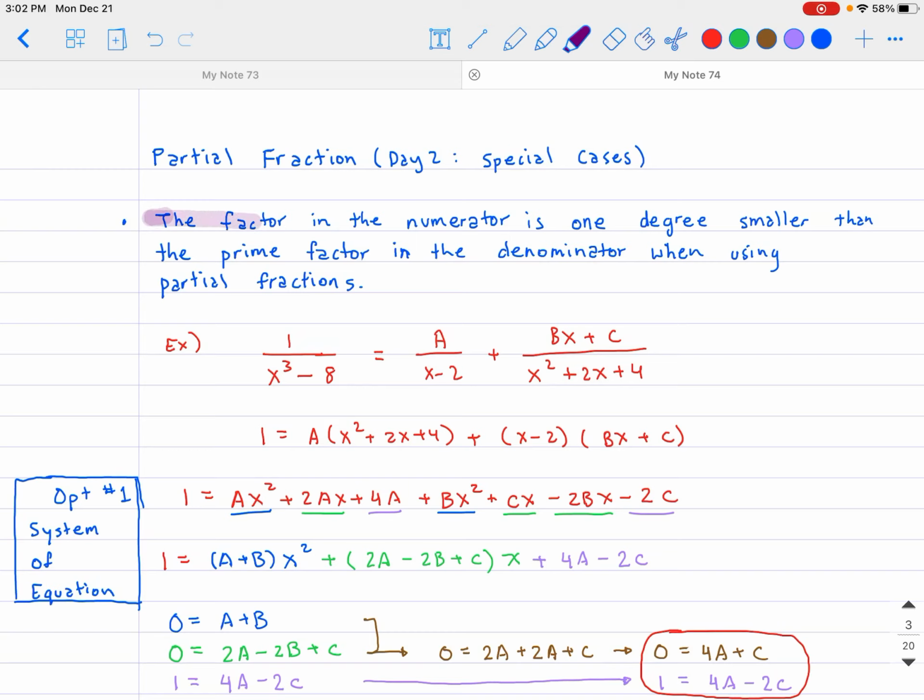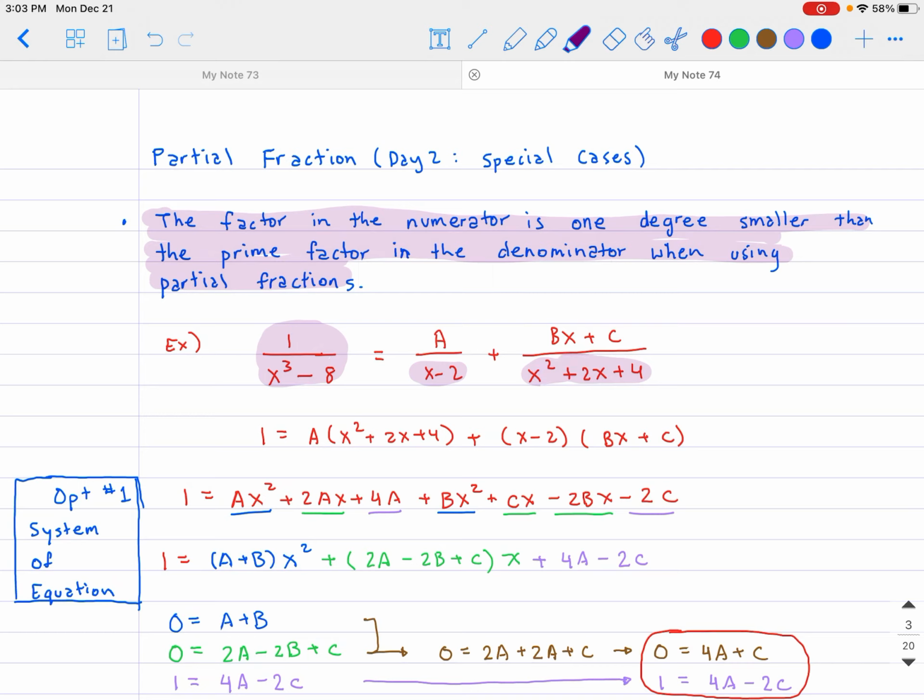The first part is that the factor in the numerator is 1 degree smaller than the prime factor in the denominator when you are using any kind of partial fraction. This is something that we did not mention last time, and we need to say just in case you have something like a quadratic factor. In our example below, we have 1 divided by x cubed minus 8. According to difference of cubes, factoring from algebra 2, x cubed minus 8 gives you x minus 2 as one of the factors, and the other factor is x squared plus 2x plus 4.